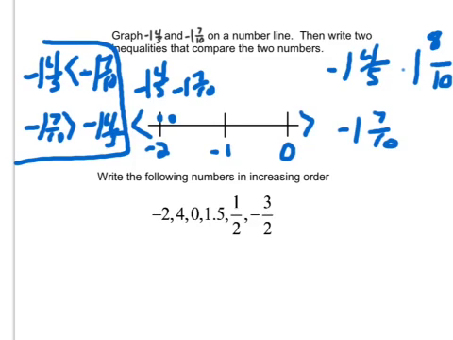Okay, next one. Write the following numbers in increasing order. Increasing means I want to get bigger. Okay, so I want to go from smallest to largest. We could do this with a number line, but most of us won't need to.